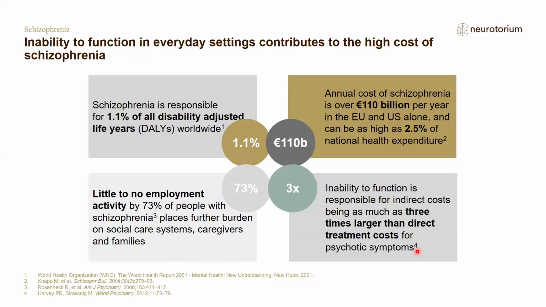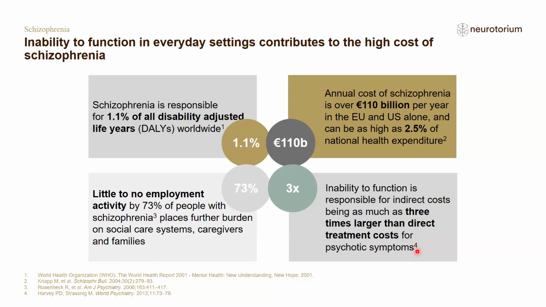Schizophrenia is also not just disabling to the individual and family. It costs society a lot as well. It has been noted that schizophrenia accounts for about 1.1% of all years lost to disability worldwide. And because most people with schizophrenia, about 73%, are unemployed, their families and caregivers carry a very heavy financial and emotional burden. Now, let me interest you in this. Globally, the annual economic loss due to schizophrenia is estimated at about 110 billion euros.